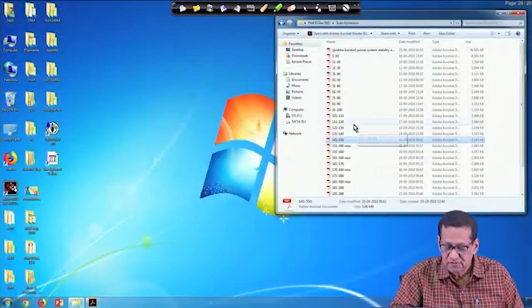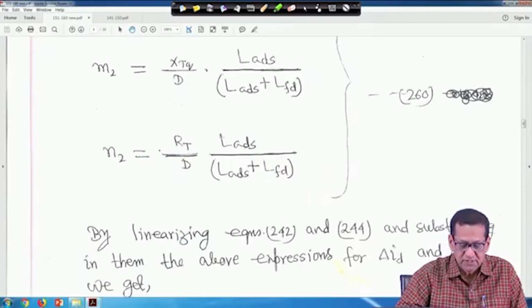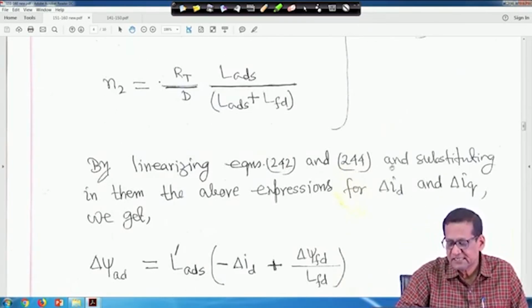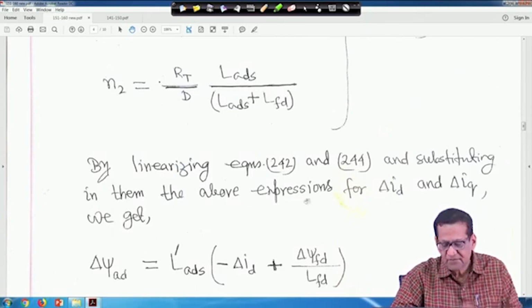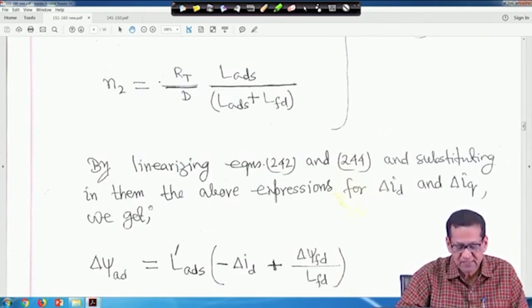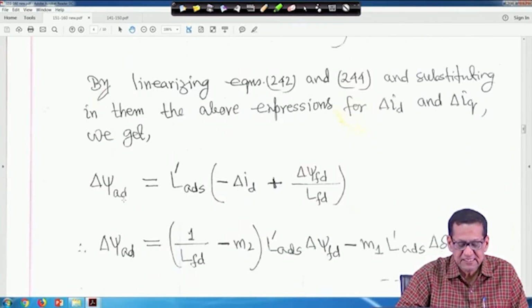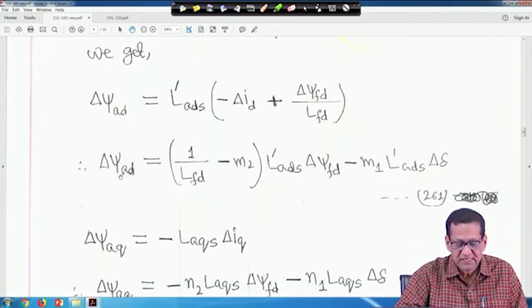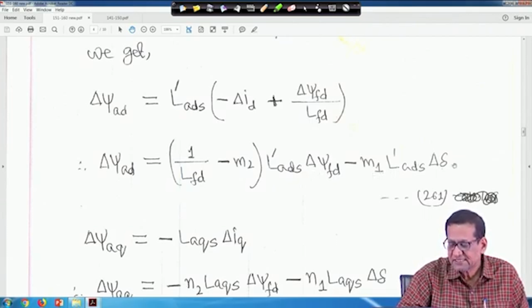So, if you linearize equation 242 around some operating point, and substitute in it the above expressions for delta Id and delta Iq, you will get delta psi ad equal to L_ADS' bracket minus delta Id plus delta psi fd upon L_fd, or delta psi ad will become 1 upon L_fd minus m2 bracket close, L_ADS' delta psi fd minus m1 L_ADS' delta delta.